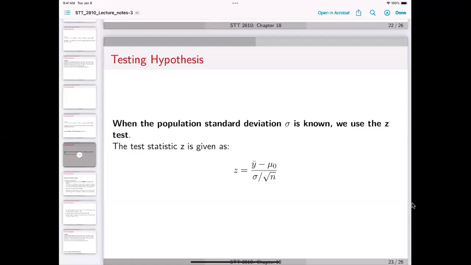So we've learned in previous lessons that if the population standard deviation is not given or not known, we use the student t distribution. But if you know the population standard deviation, it means that we are going to use the normal distribution. And the test statistic is given as this.